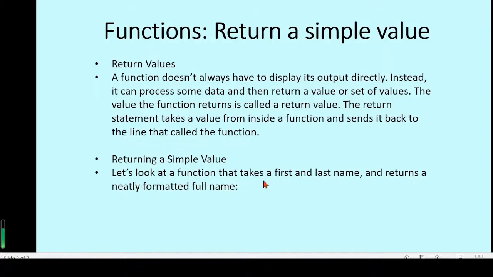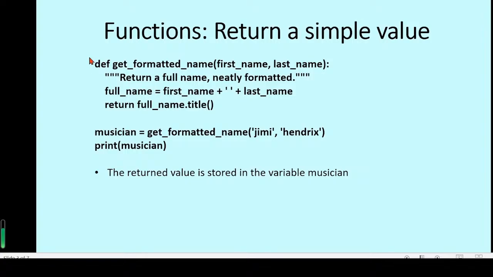Let's look at a function that takes a first and a last name and returns a neatly formatted full name. So this is a function definition, get_formatted_name, with two parameters, first_name and last_name. Then inside the function, a full_name variable is created with a concatenation of first_name, a space, and the last_name. Then a return statement: return full_name's title form. So when we call this function get_formatted_name with input information for first_name and last_name, the return value of full_name's title form will be saved back to musician. Then next we can print this musician.